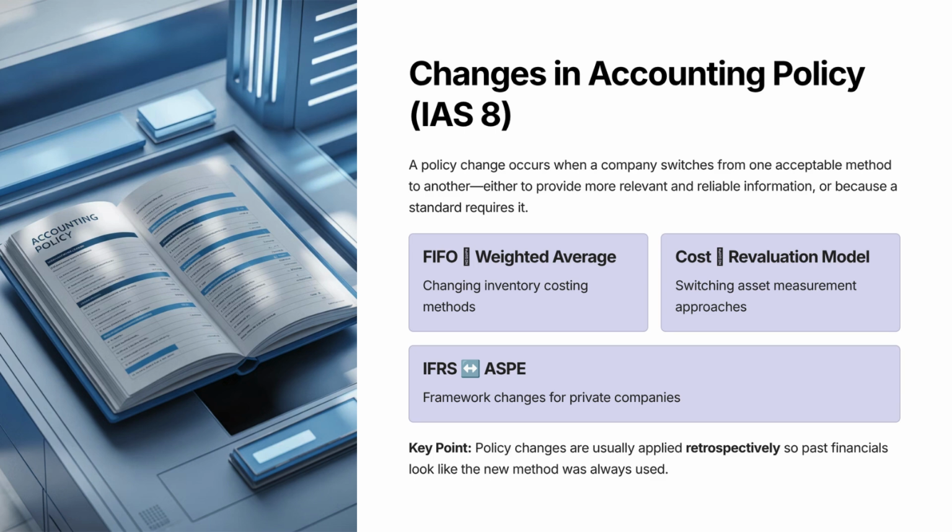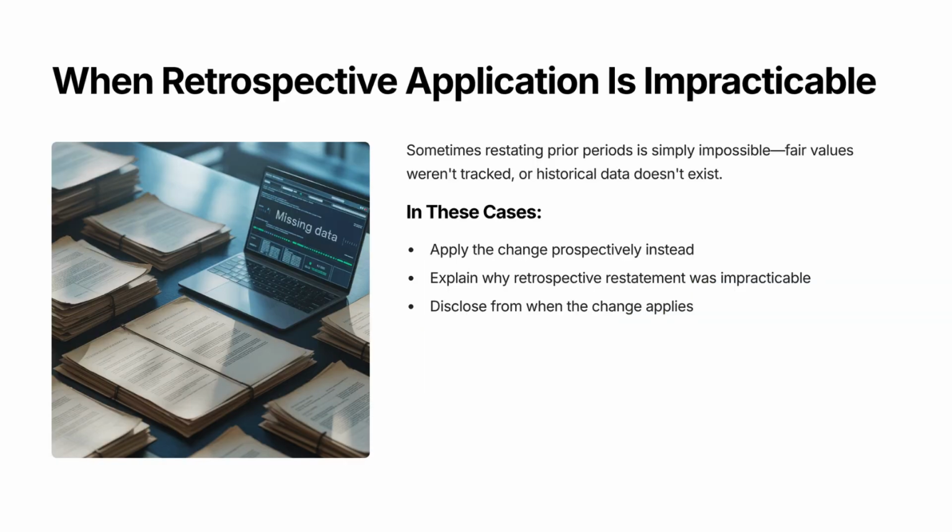That sounds straightforward, but it leads to an important challenge. What if restating the past isn't realistically possible? Let's address that next. Sometimes we simply cannot restate prior periods. Maybe fair values weren't tracked, or historical data doesn't exist. In that case, if restating prior periods is impracticable, apply the change prospectively. Explain why it was impracticable and from when the change applies.